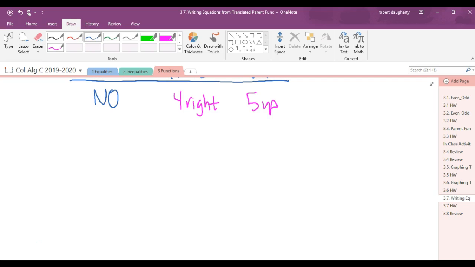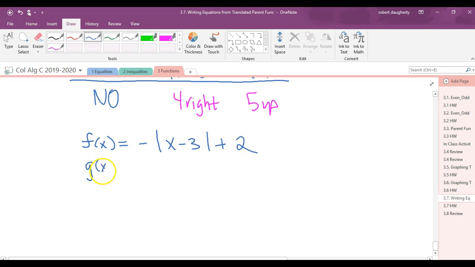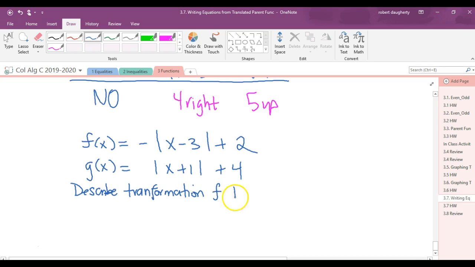I think this is probably the harder thing. So let's just do another one. Let's just say f of x equals negative absolute value of x minus 3 plus 2. g of x equals absolute value of x plus 1 plus 4. Okay, and I want you to describe the transformation of f to g.